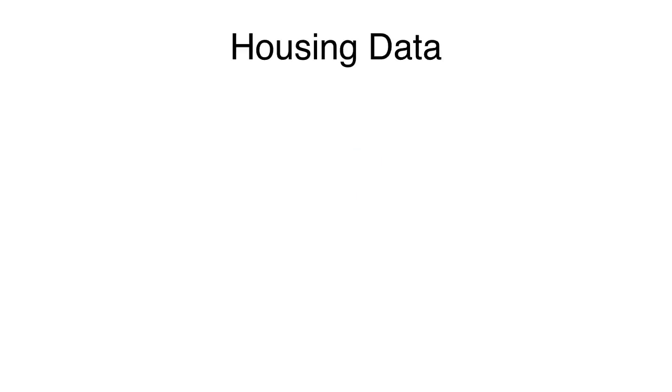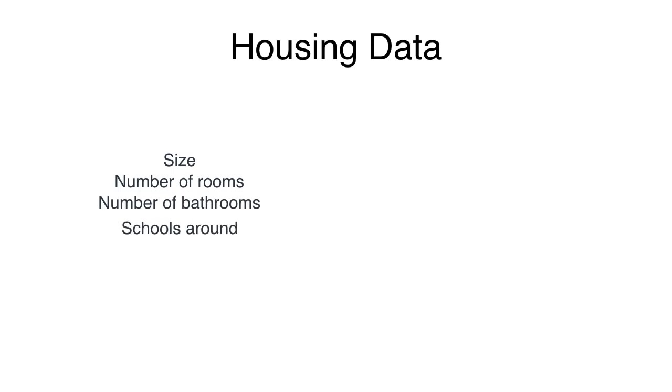So first, a little parenthesis. Why does this matter? Why do we do this? Let me give you an example of some housing data. Let's say we have a housing data set with a bunch of columns with the following information: size, number of rooms, number of bathrooms, the schools that are around the area, and the crime rate.